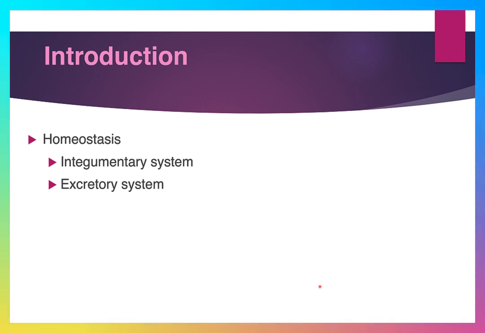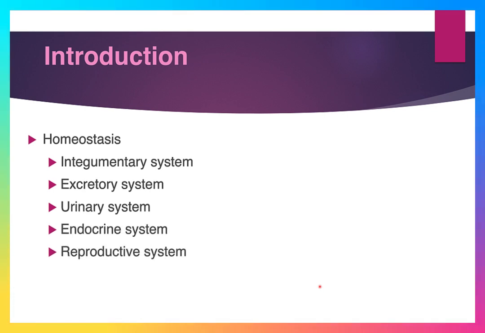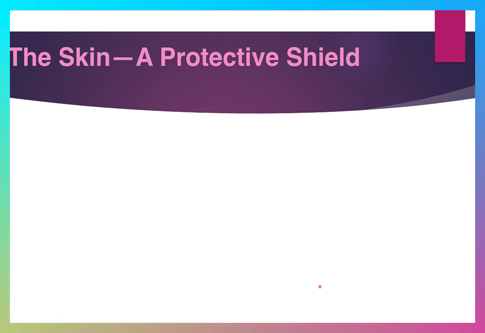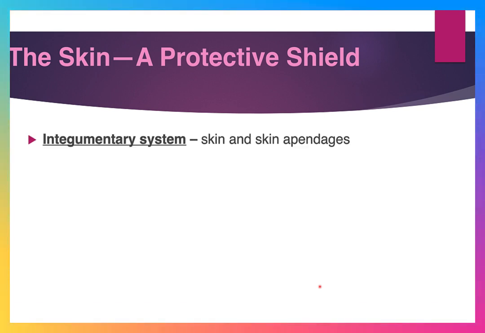Other systems, which we will talk about the first 2 weeks of next quarter, include the urinary system, the endocrine system, and the reproductive system. The skin has two basic functions. It's called, as I said before, the integumentary system, which is the skin and skin appendages, and I'll show you what I mean by skin appendages as we go through.